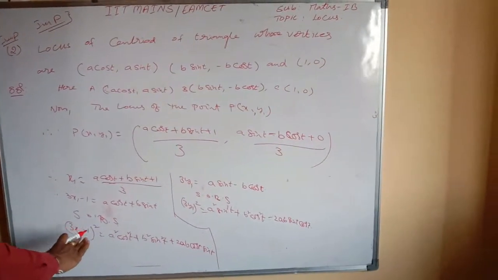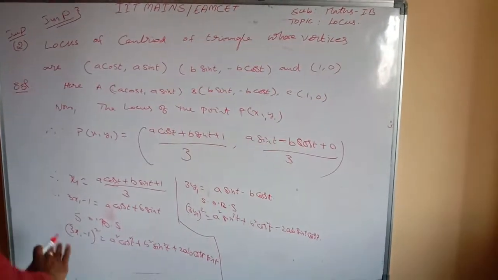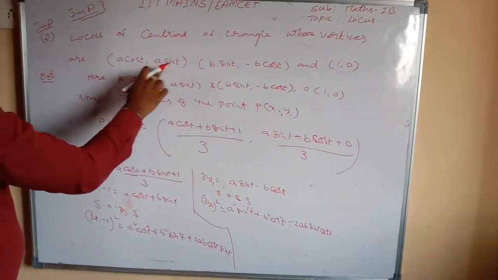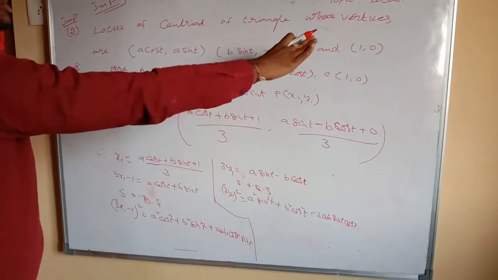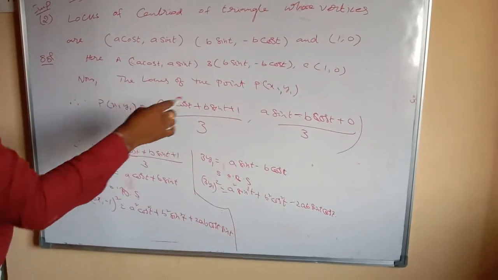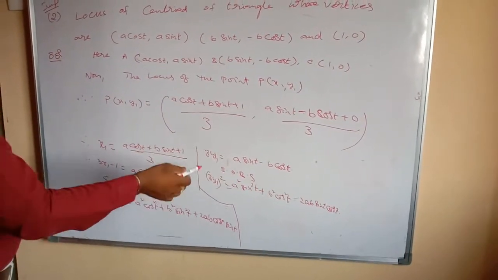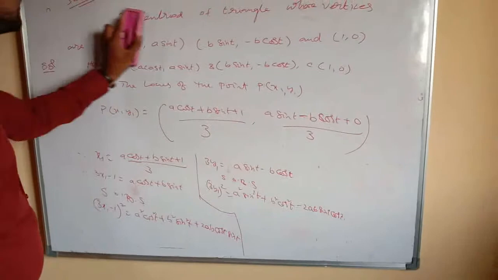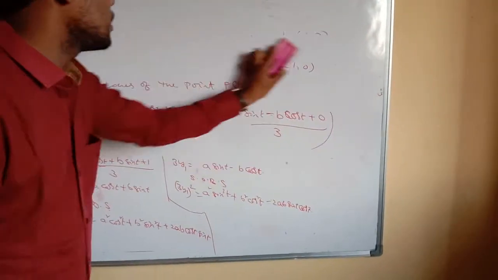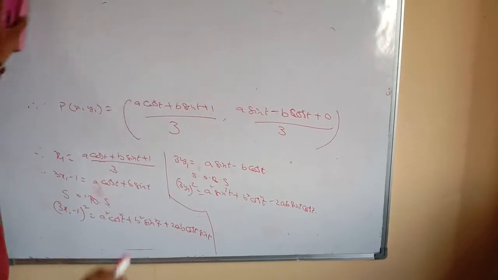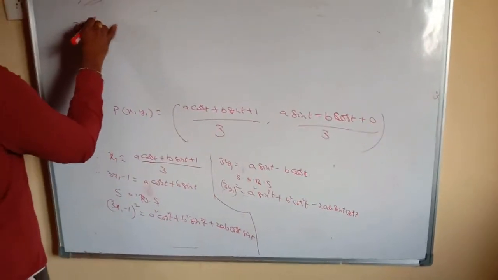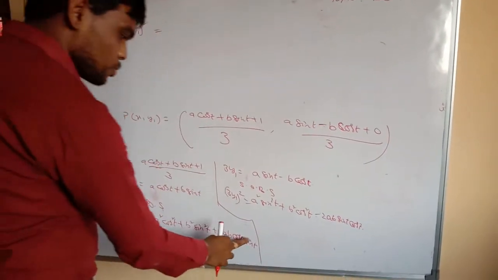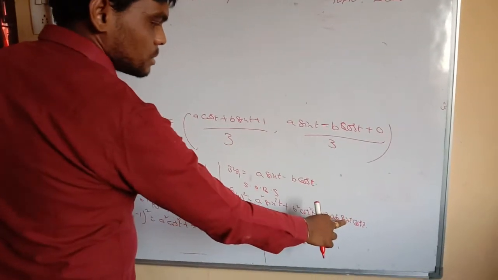Now adding on both sides. This is the locus of the centroid of the triangle whose vertices are a cos t, a sin t, b sin t, minus b cos t, and (1, 0). Here the locus of the point P is the centroid of the triangle ABC. This is (3x1 − 1)² and this is (3y1)². Now adding, (3x1 − 1)² plus (3y1)² is equal to something plus 2ab sin t cos t minus 2ab sin t cos t, which cancels.